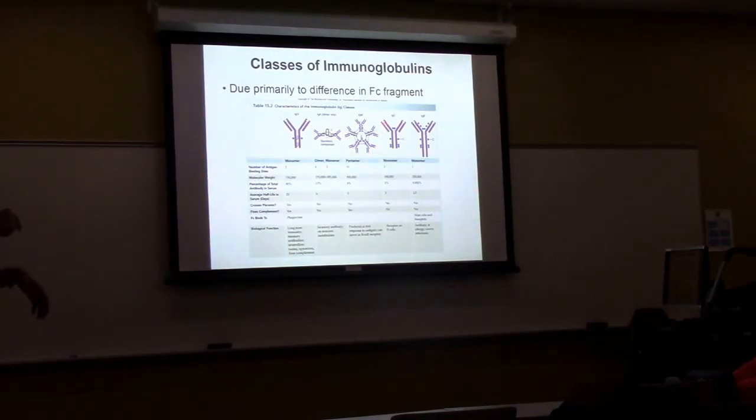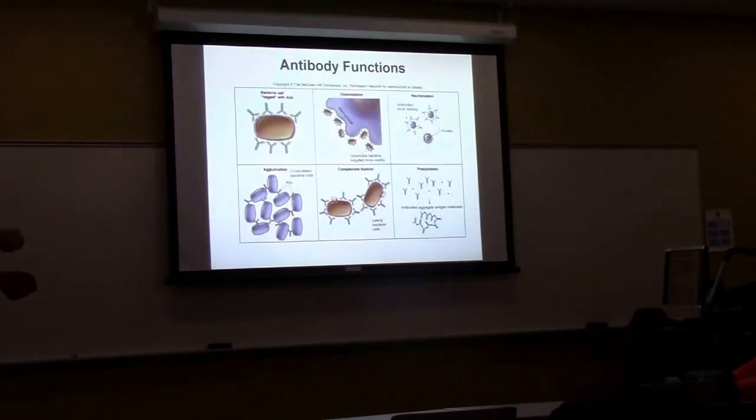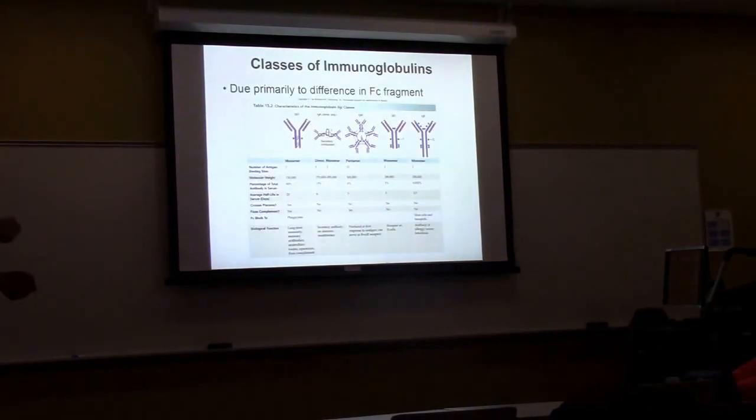IgM is a pentamer, which means it's got 5 antibodies stuck together. Okay? This is the first antibody to be produced during an infection. All infections. And it is the best at agglutination and complement fixation. Okay? And you can kind of see why, because instead of just having 2 variable regions like in the IgG, there are now 10. So they can stick to 10 bacteria instead of 2.